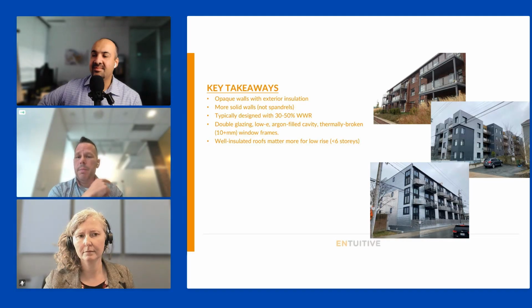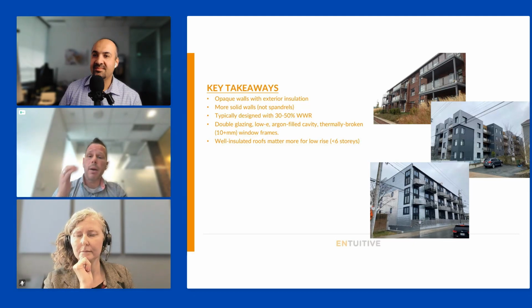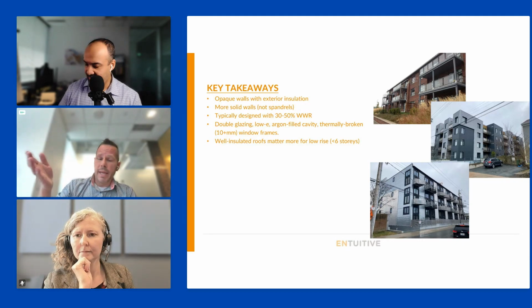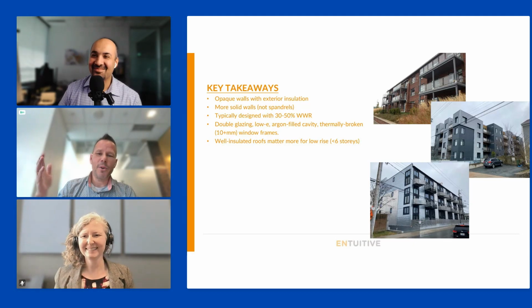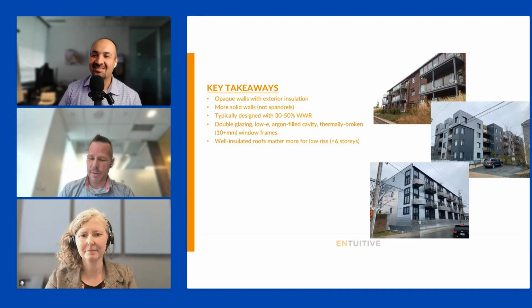Again, at a bare minimum, double glazed, low E, argon filled, thermally broken, in a good frame. Focus on the frame. Don't necessarily jump to the assumption that you have to go triple glazing in all cases. And then well insulated roofs matter a lot more for things that are 6 stories and lower. And I can't believe I didn't put the key takeaway here of air tightness. I just said how important it is, and I left off my key takeaway. So don't ignore air tightness. It is vitally important. And with that, thanks, Scott.